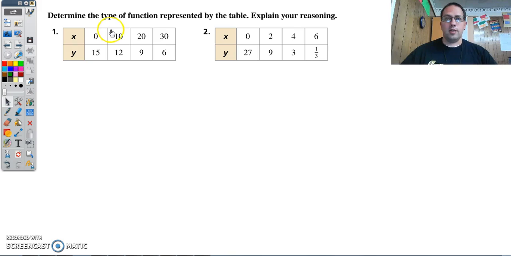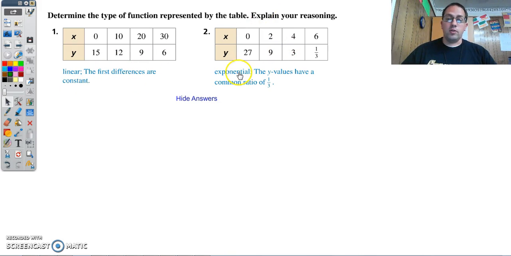All right, let's see how you did. So number 1, you should have said this is linear. Explain your reasoning. The first differences are constant. Number 2, you should have said this is exponential because they have a common ratio.